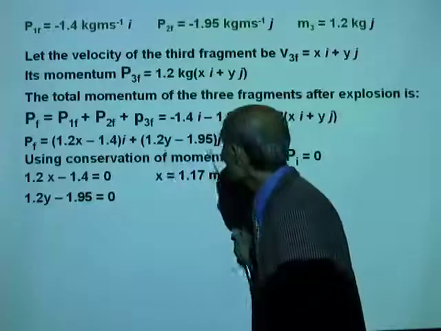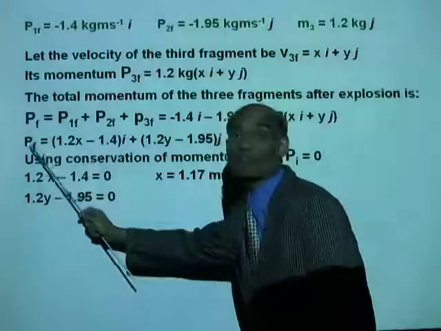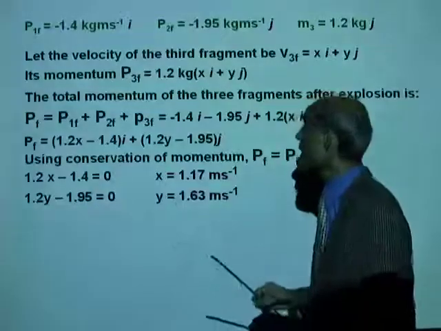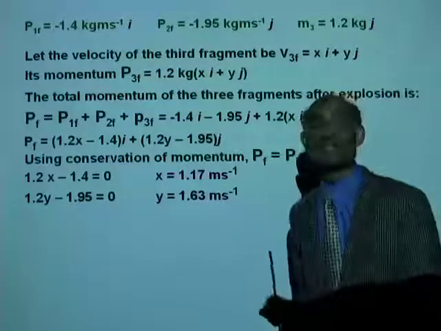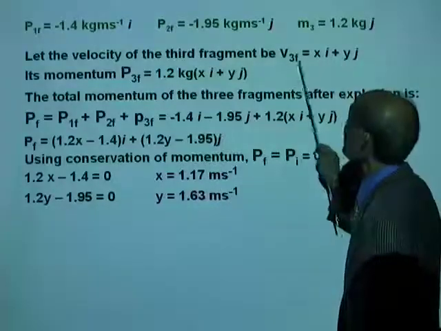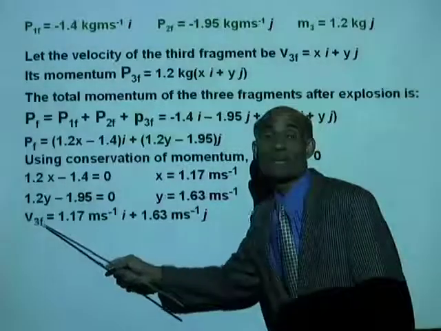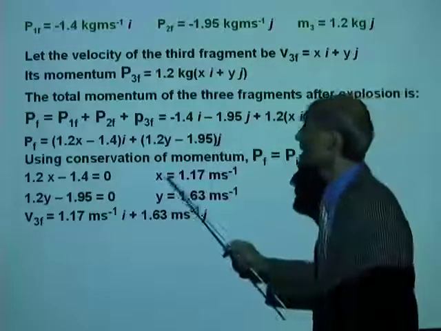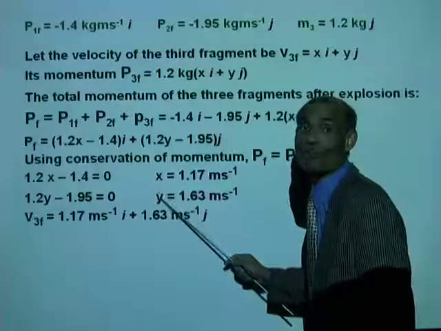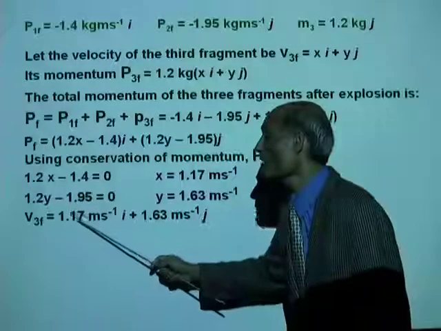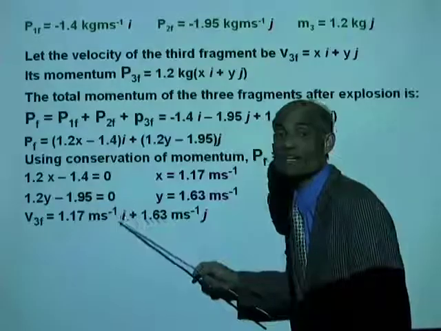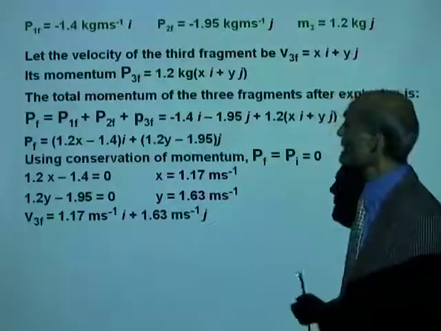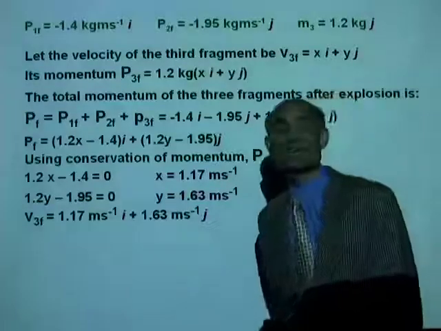Similarly, take the y component of the final momentum and set it equal to 0. That gives me y equal to 1.63 meter per second. So what is V3F now in the component form? V3F is xi plus yj. We have solved for x and y. It's equal to 1.17 meter per second i, that is the x value, plus 1.63 meter per second j.